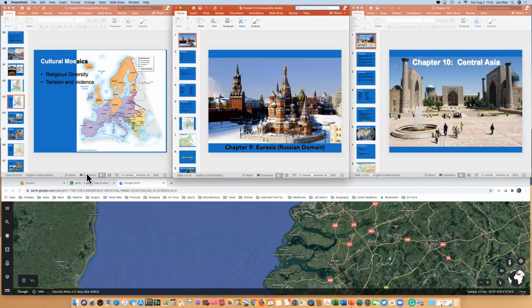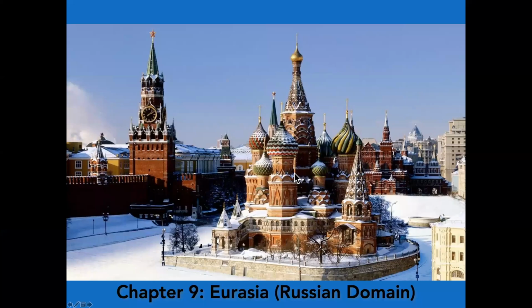And we're going to move on to Eurasia and the Russian domain. Again, if you want to take a break, pause it, come back to it. So here you have sort of the epicenter of Russia, Moscow. There you have the Kremlin. And you have all this very distinctive, very Russian-looking architecture.